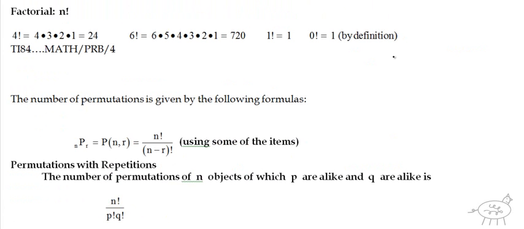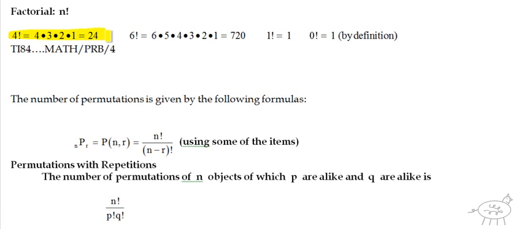Now, factorial. I put some examples here. If I say n factorial, that means you take every number from that number and multiply the integers all the way down to 1. That's basically what it is. Right here you see 4 factorial is 4 times 3 times 2 times 1. That's this guy right here.